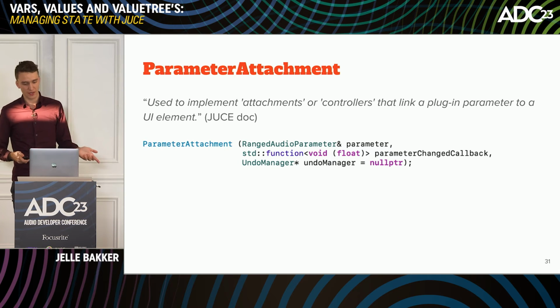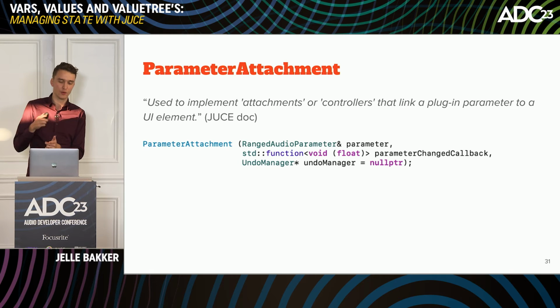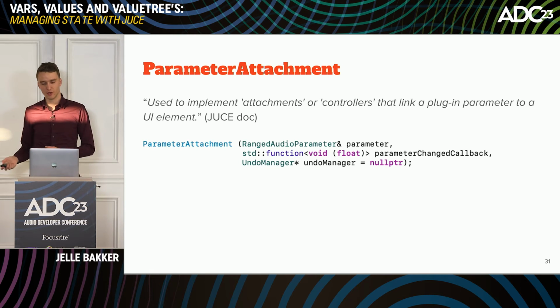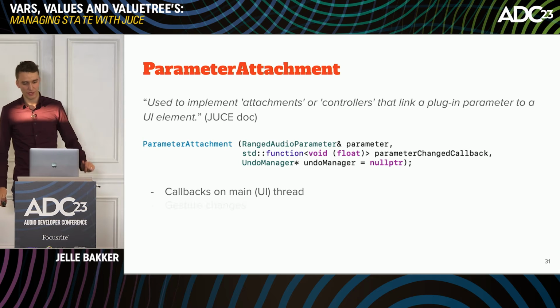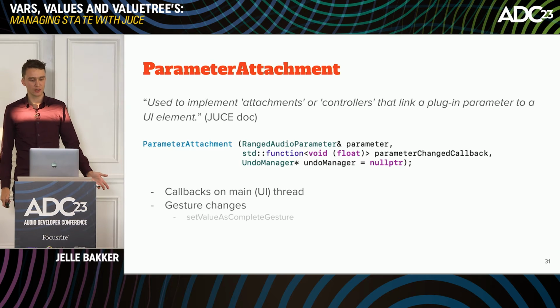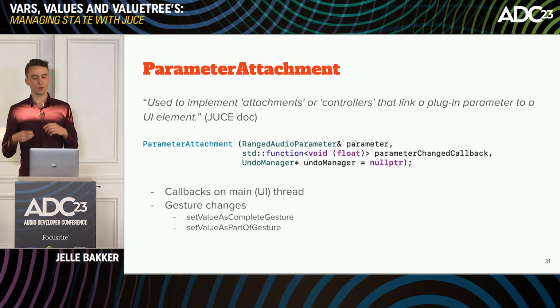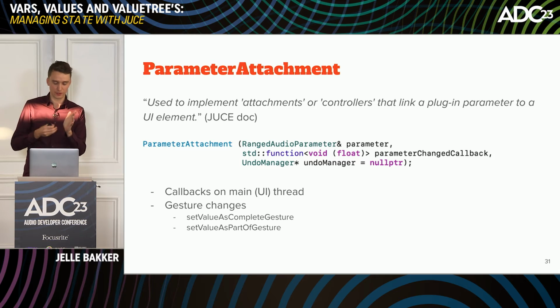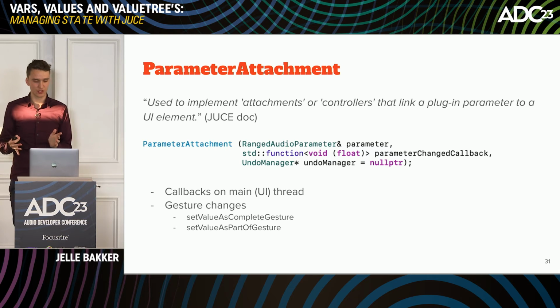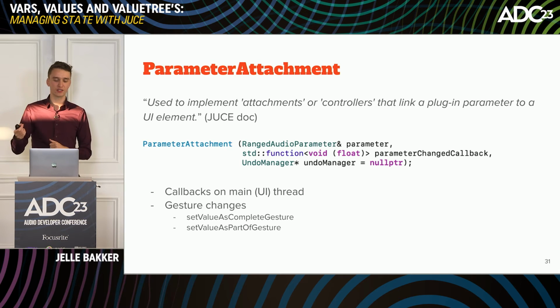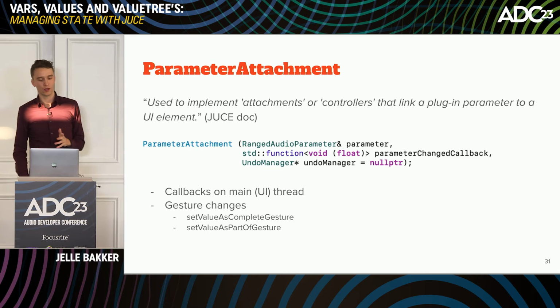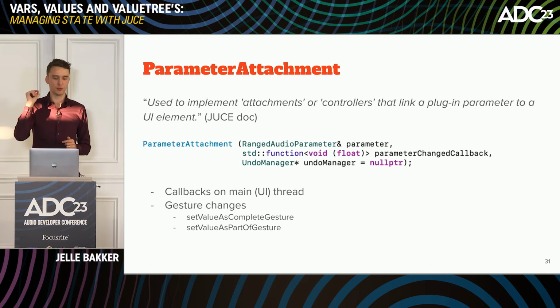You also can pass an undo manager when you want to, the other way around, update your parameter from a UI component. So yeah, the callback is going to be on the main thread. It takes care of gesture changes. There are two options. You can do a gesture change as a complete gesture, which means when you want to change a value, right before and right after, you send a begin and end gesture change. It's useful when you have things like buttons, where there's no obvious start drag and finish drag. You just click it. And there's part of a gesture where you have things like sliders, where you have a clear begin and end of dragging.